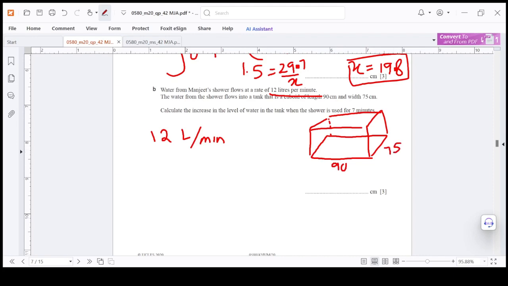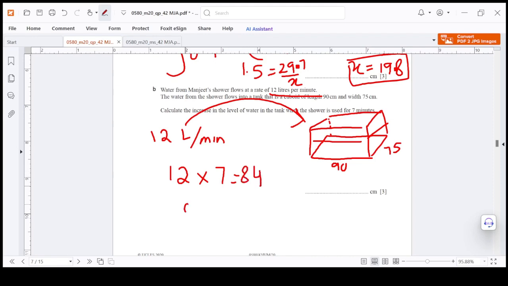Calculate the increase in height of the water in the tank when the shower is used for 7 minutes. So what would be the height when this water is poured inside the cuboid for 7 minutes? In 1 minute, 12 liters is poured. So in 7 minutes, 12 times 7 liters would be poured in. 12 times 7 is 84.